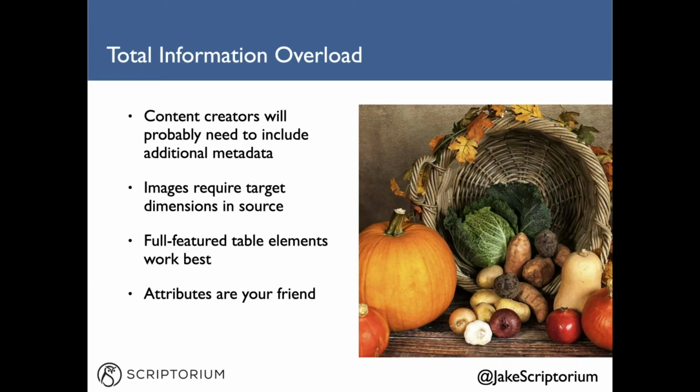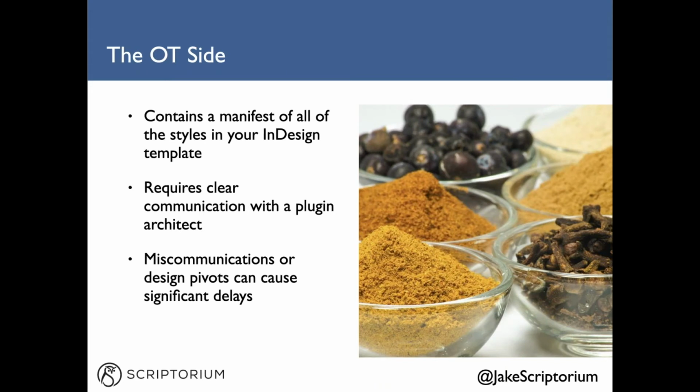So let's go ahead and take a look at the Open Toolkit plugin side of things. The plugin contains a manifest of all of the styles in your InDesign template, your paragraph styles, your object styles, your character styles, your table styles, everything like that. The only thing is that it requires clear communication with the plugin architect as to what styles are there and how they're used. Because on the OT side of things, it's just a manifest of what styles are there. It doesn't actually contain any of their formatting information.